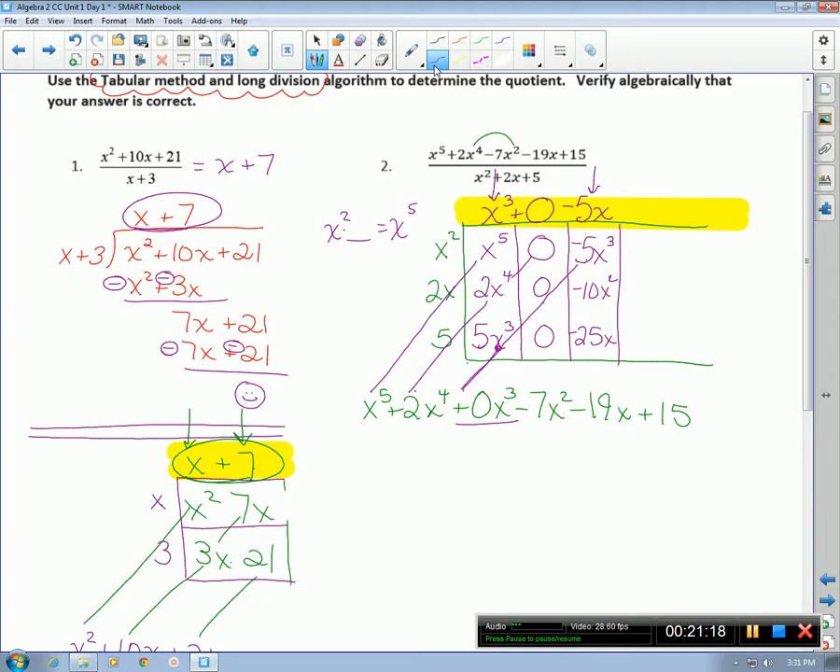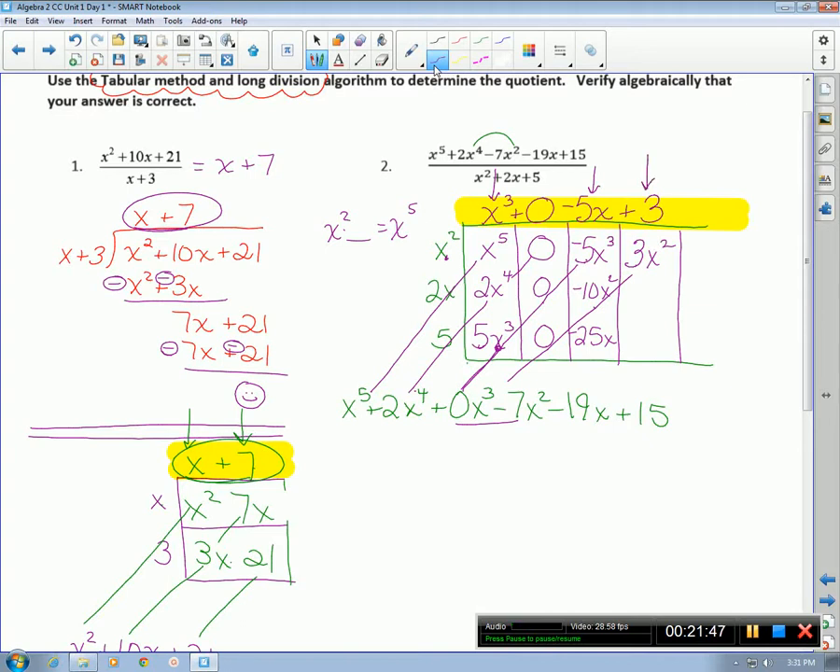Negative 7x squared. I moved these guys over a little bit. Negative 7x squared comes from this, and the next value. So I have a 0. I have a negative 10. To get negative 7, I need positive 3. Positive 3 in this spot times x squared here means I have a 3 in the column header because 3 times x squared would give me 3x squared. Now finish the column. What's 3 times 2x? What's 3 times 5?